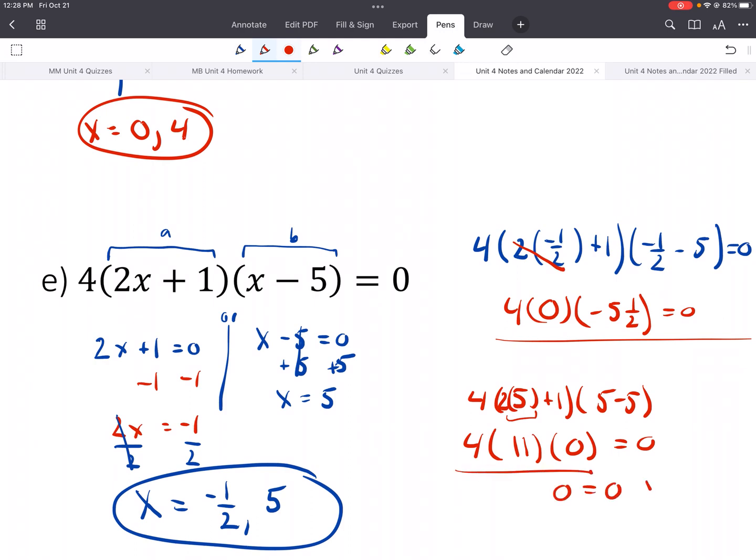So it works, okay? Those are the only two things that could plug in that would make the equation true. And again, those are called your solutions. Sometimes they're called the zeros.